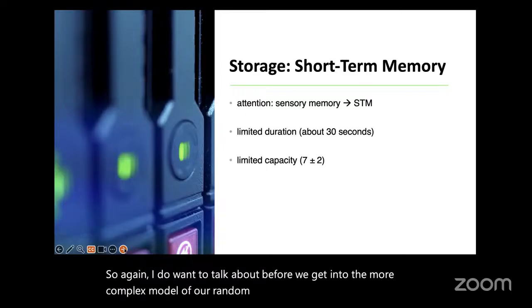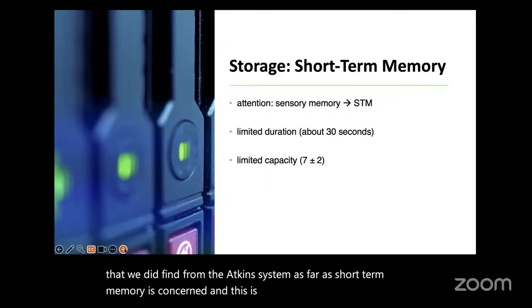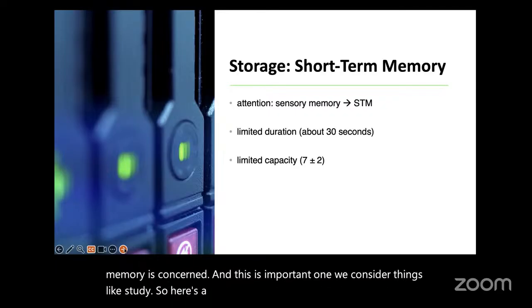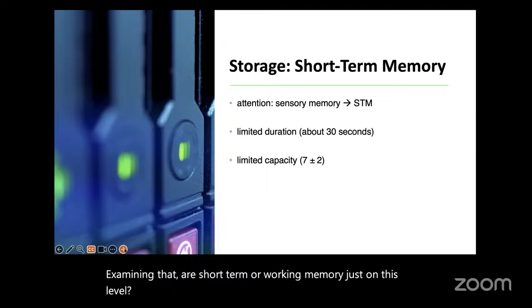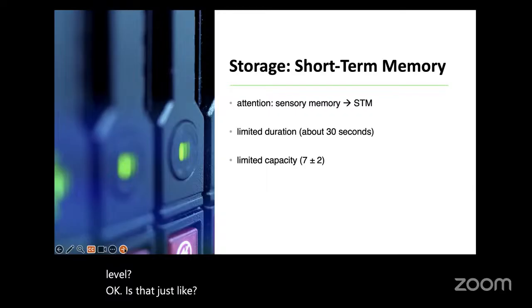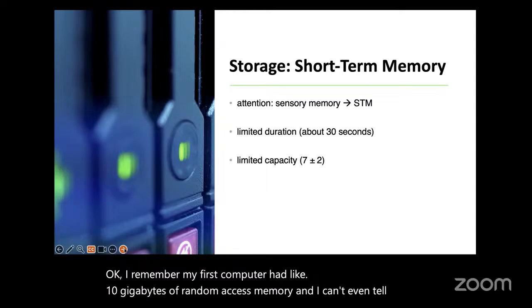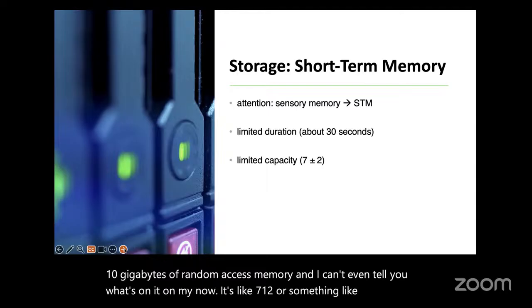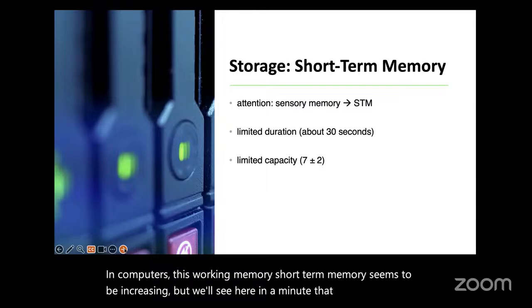Okay. So again, before we get into the more complex model of our random access memory, I want to talk about some of the things we found from the Atkinson-Shiffrin system as far as short-term memory is concerned. This is important when we consider things like studying. So here are some study skill tips from examining our short-term or working memory on this level. Just like our computer's random access memory, it is limited. I remember my first computer had like 10 gigabytes of random access memory, and I can't even tell you what's on mine now. It's like 712 or something like that. So in computers, this working memory seems to be increasing. But we'll see in a minute that maybe ours is actually decreasing.